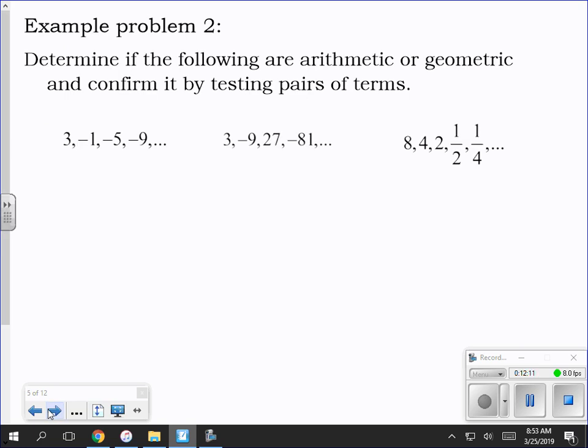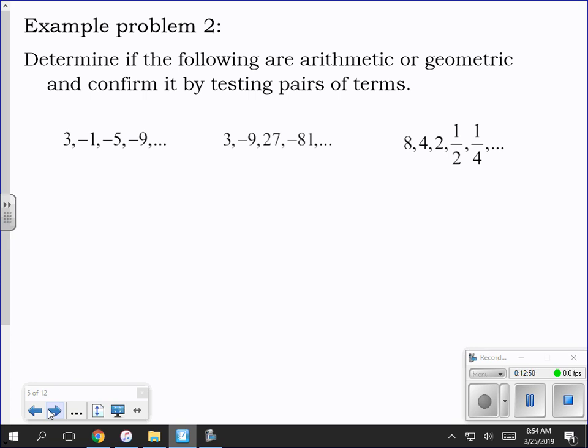Okay, example problem number 2. Determine whether the following are arithmetic or geometric and confirm by testing pairs. There's a way you can test and find out if it's arithmetic or geometric and confirm it, and that's by either doing subtraction or doing division to see if you get the same number each time. For example, I look at this and I go, okay, 3 to -1, -1 to -5, -5 to -9. It looks like I'm going down 4 each time, so it looks like arithmetic.